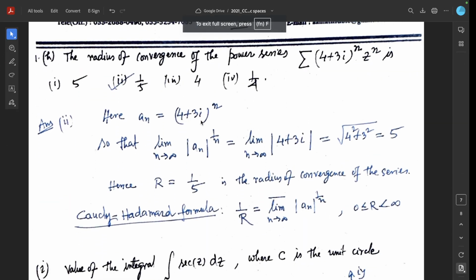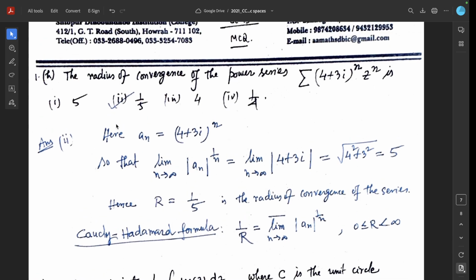Let a_n equal (4 plus 3i) to the power n, so that limit n tends to infinity of modulus of a_n whole to the power 1 by n. So cancel 1 by n, so modulus of 4 plus 3i, so root over 4 square plus 3 square, it is equal to 5. By the Cauchy-Hadamard formula, 1 by r equals limit supremum n tends to infinity of modulus of a_n whole to the power 1 by n. So r equal to 1 by 5 is the correct option, the radius of convergence of this power series.